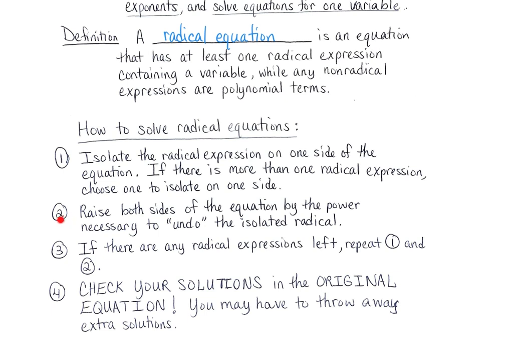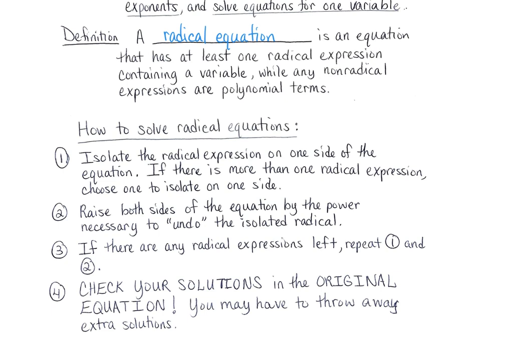Second, we want to raise both sides of the equation to the power necessary to undo the radical that we got by itself. The third step is if there are any other radical expressions left, then we have to repeat steps 1 and 2. And whenever you're solving radical equations in one variable, you have to check your solutions in your original equation because you may have to reject some of the solutions. You get extraneous solutions.